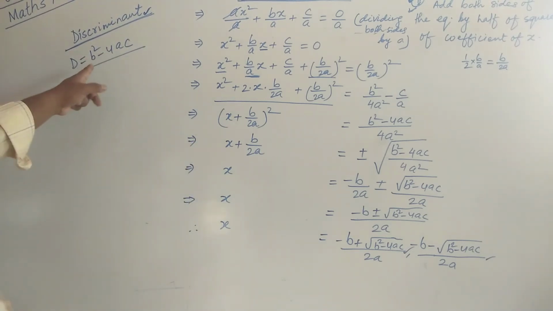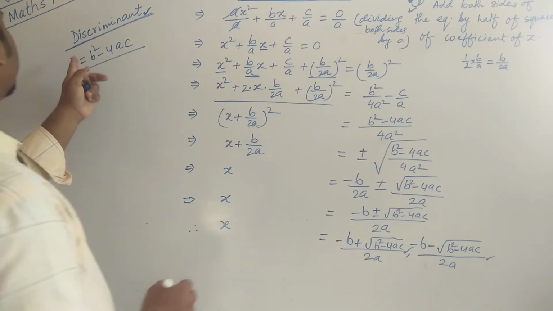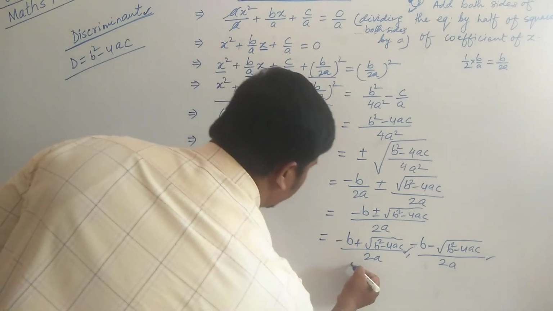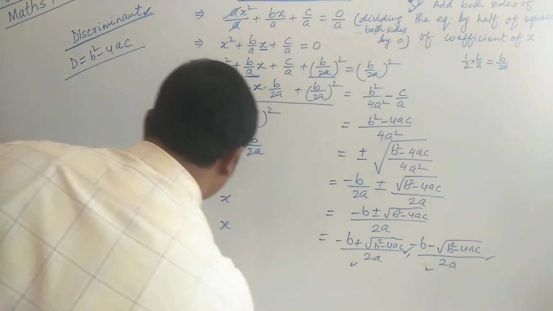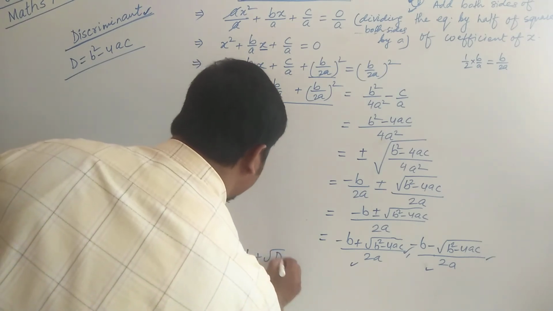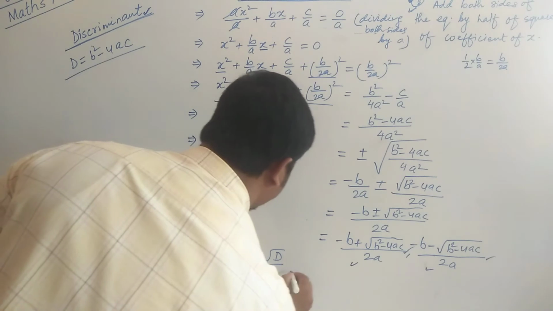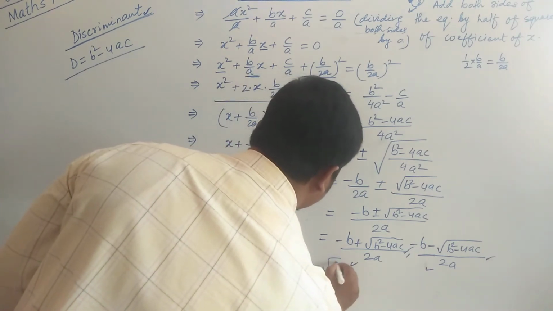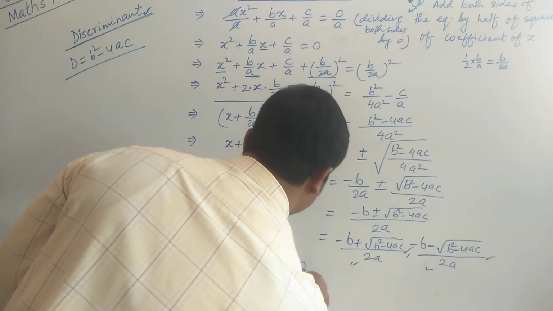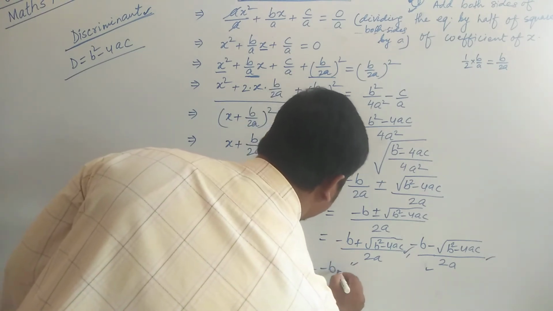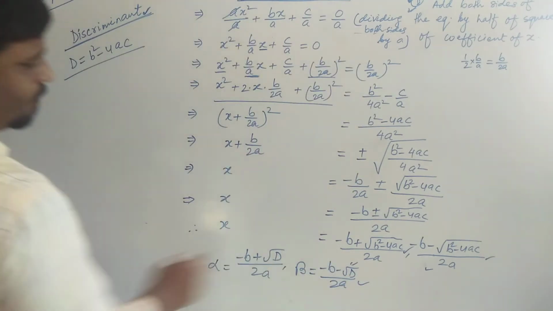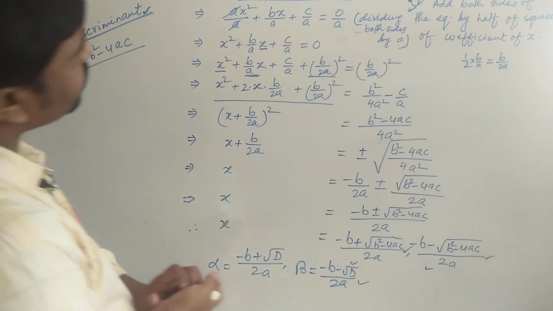So in short, if you want to write this formula, one you can suppose alpha, another will be beta. So alpha is minus b plus under root D by 2a, and minus b minus under root D by 2a, that is beta. Beta equals minus b minus under root D by 2a. So alpha and beta, two formulas you are getting.